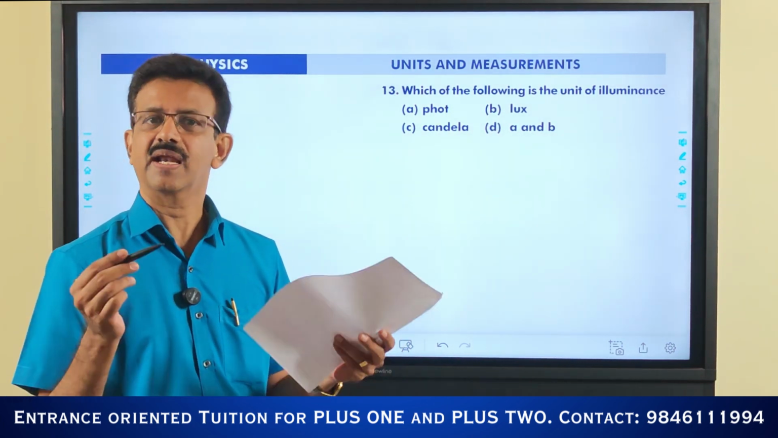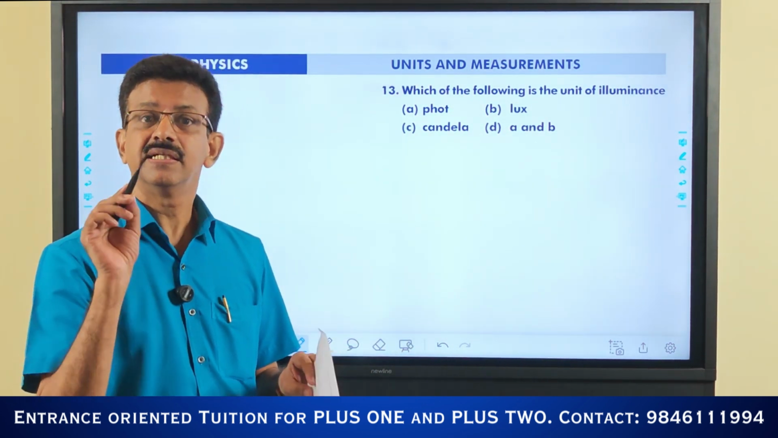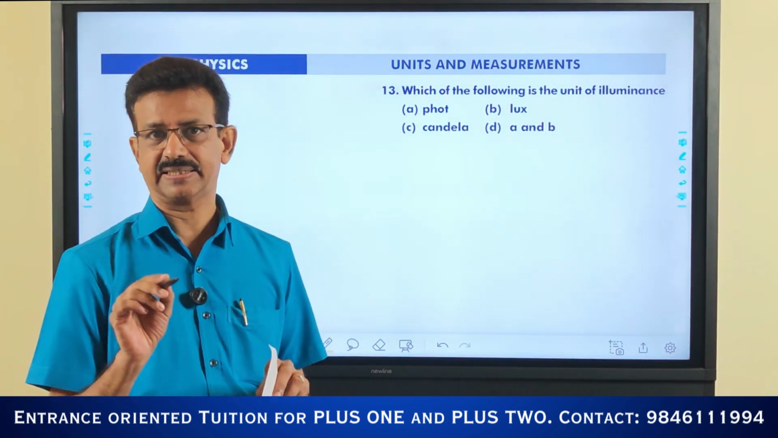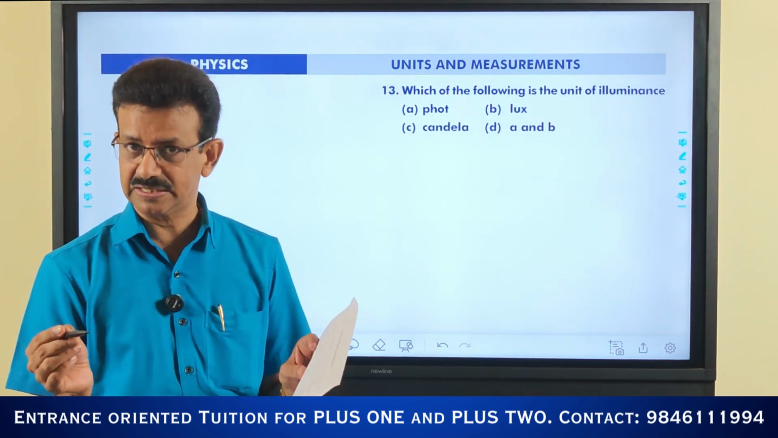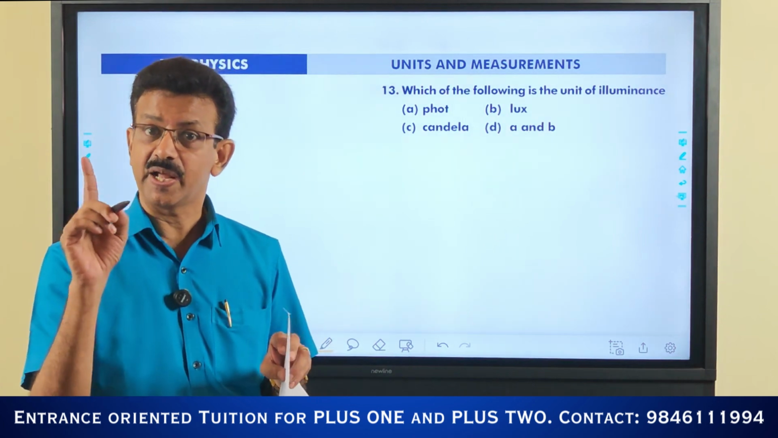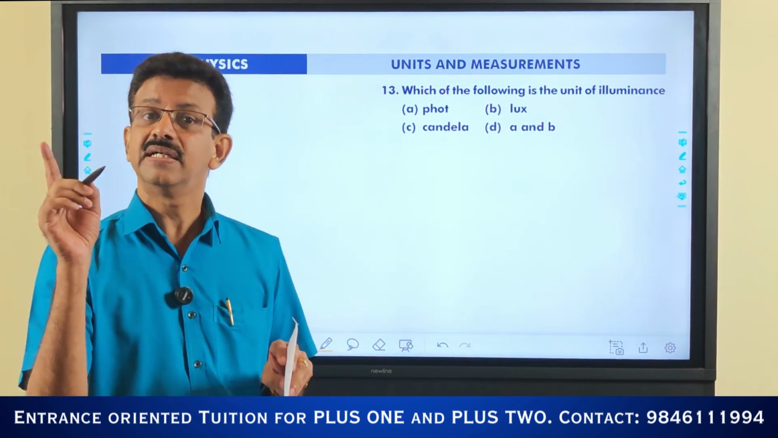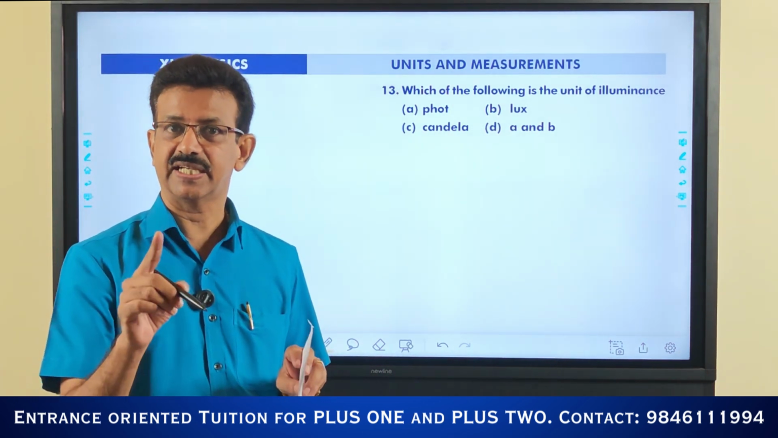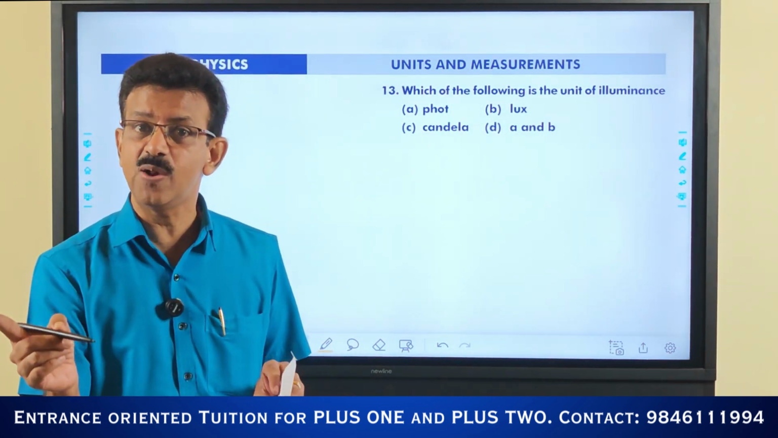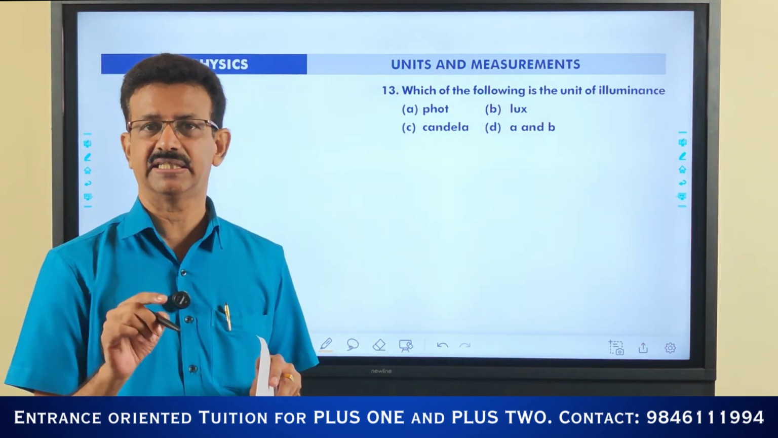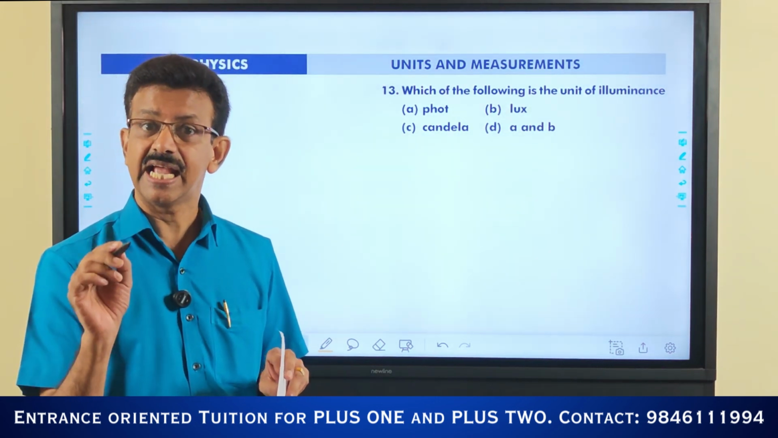Illuminance is actually representing brightness. SI unit of illuminance is lux. Total amount of light coming from a source in unit time is called luminous flux. It can be expressed in lumen. Luminous flux per unit solid angle is called candela. Luminous intensity, its SI unit is candela. Then luminous flux per unit area gives the illuminance. It varies with the distance. Its SI unit of illuminance is lux.